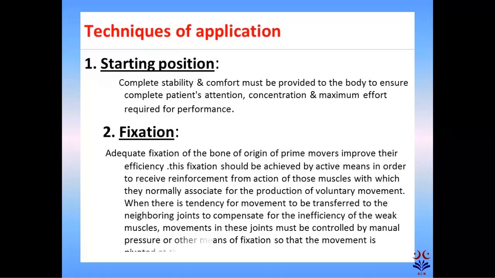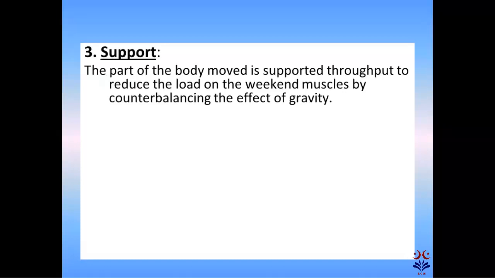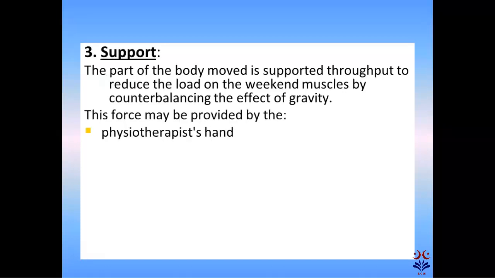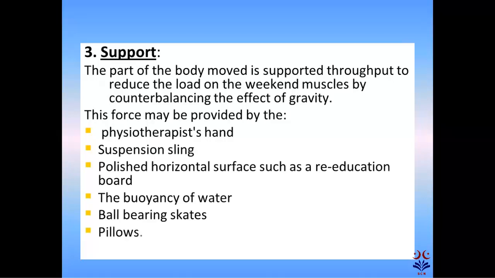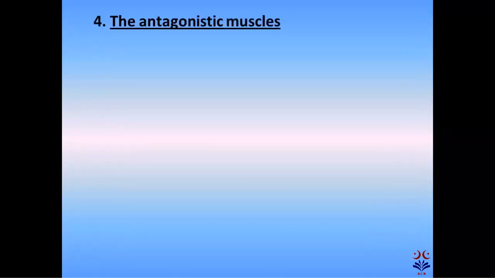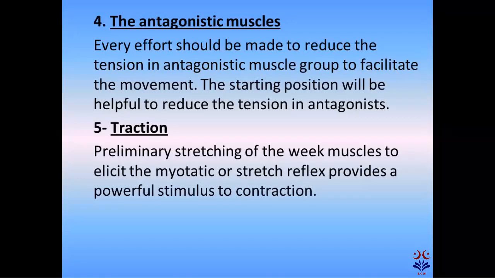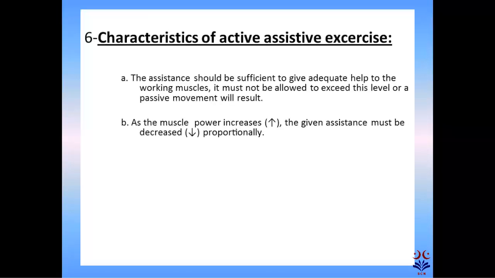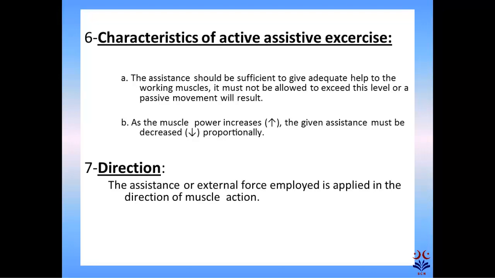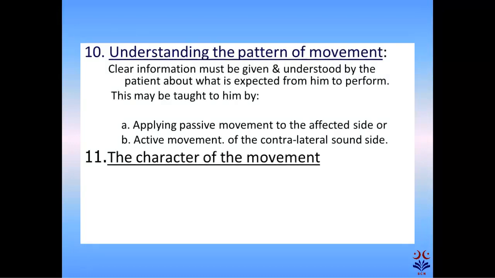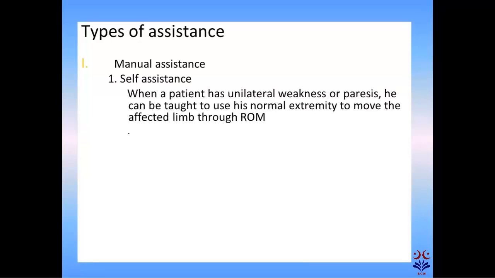discussed the starting position, fixation, support of the part to be moved, and the antagonistic muscles, traction of the muscles prior to the exercises, characteristics of active assistive exercises, their directions, repetitions, patient's cooperation, understanding the pattern of movement and the character of the movement. And we left our previous lecture at types of assistance.